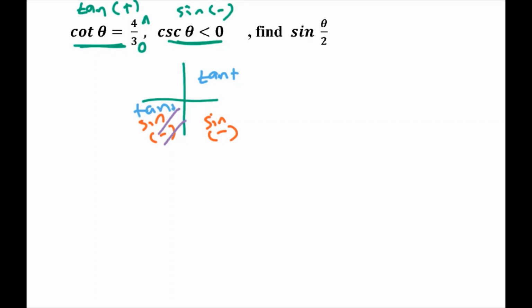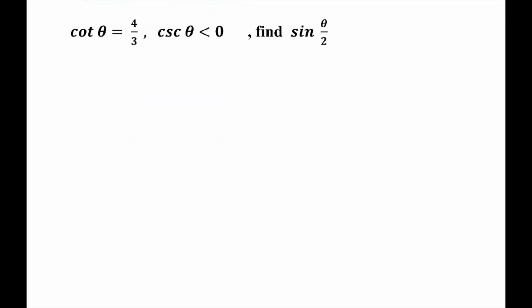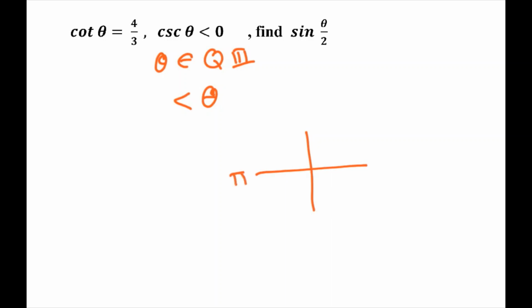So we are talking about quadrant 3. Here theta is in quadrant 3. In quadrant 3, theta is between pi and 3 pi over 2.